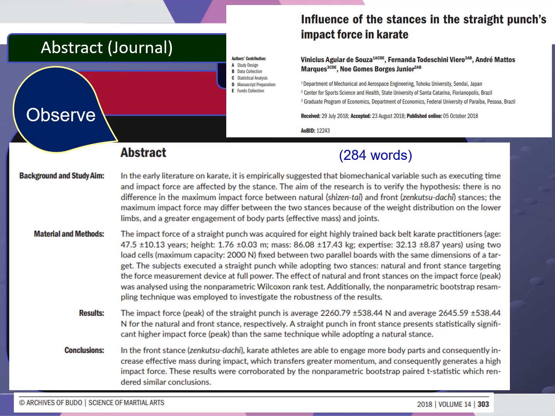This is another example of an abstract. I took this from Archives of Budo. It's a journal name. Now, in this case, it's quite clear. It has 284 words. And the way it's published, the abstract is separated. The background and the study aim. So you have one paragraph for background and study aim.